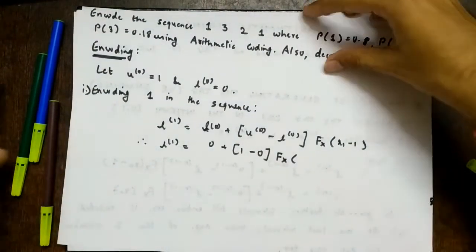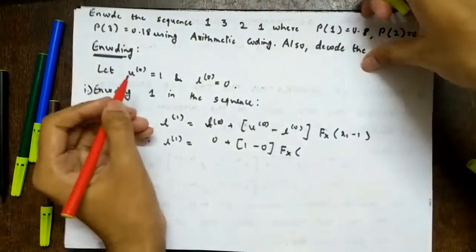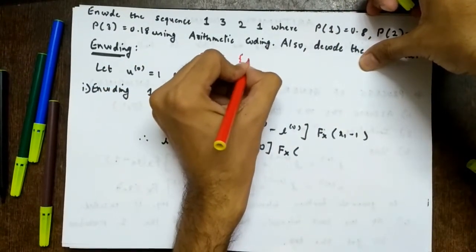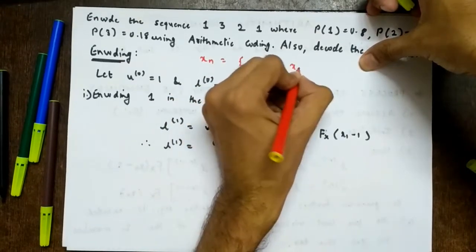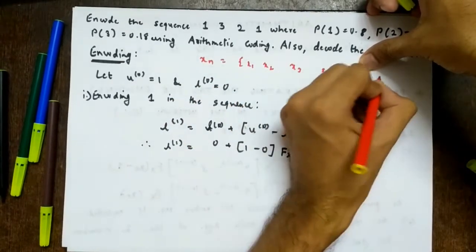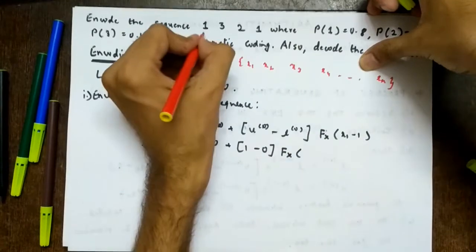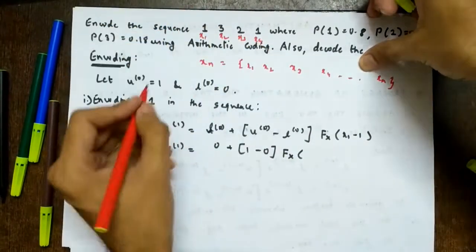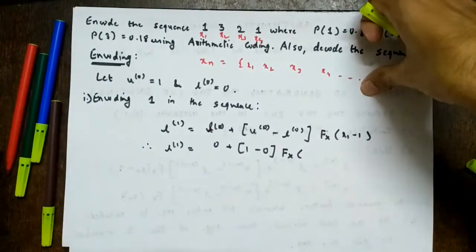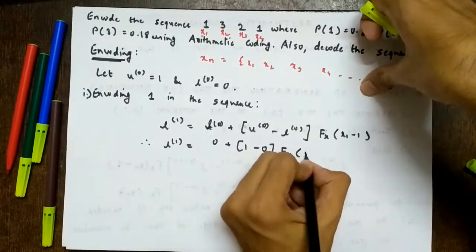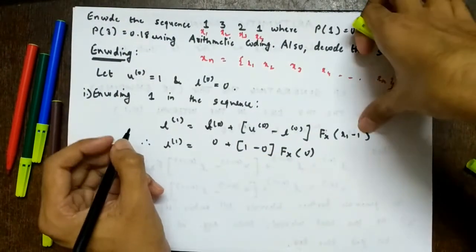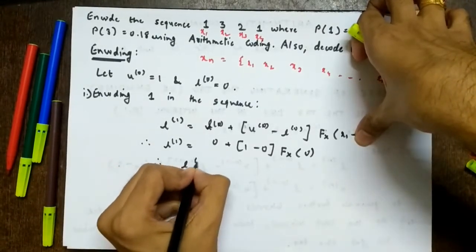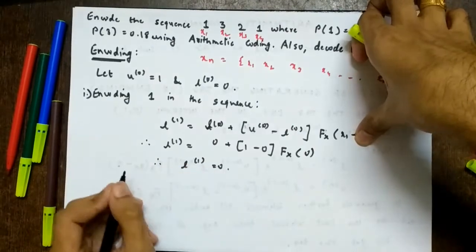So now the question is, what is x1? It will not be given. A sequence is generally defined as xn equal to x1, x2, x3, x4 and so on till xn. So what is x1 here? This is x1, this is x2, this is x3, this is x4. So x1 is 1. So 1 minus 1 is 0. So Fx of 0, what is Fx of 0? Obviously 0. You have learned in engineering mathematics. Therefore L of 1 equal to 0.